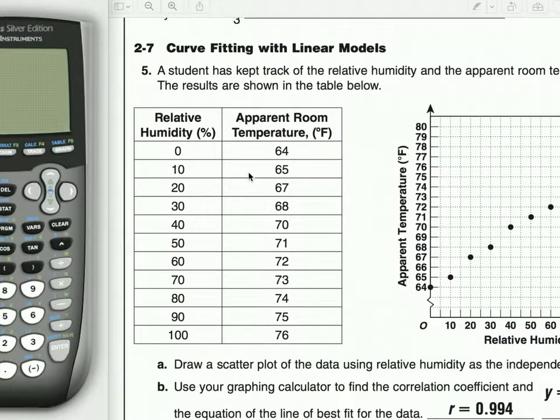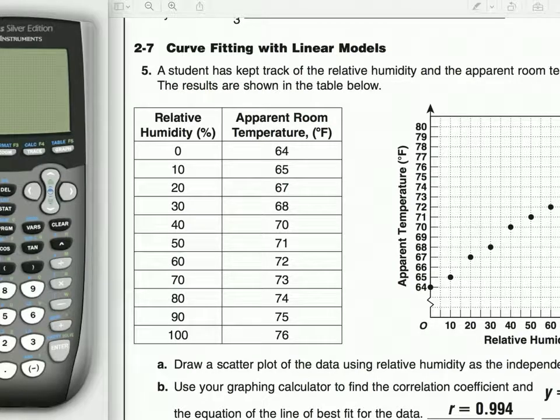Here's a video recording about how to use your TI calculator to help you graph the best line of fit. Yesterday we had the pretest discussion on 2-7 curve fitting with linear models. A student has kept track of the relative humidity and the apparent room temperature. The results are shown in the table below. You have the relative humidity on the left hand side, and the apparent room temperature on the right hand side. So I'm going to turn over to the calculator and turn it on.